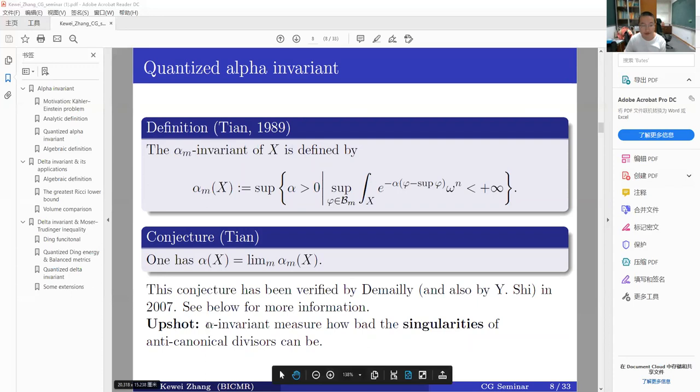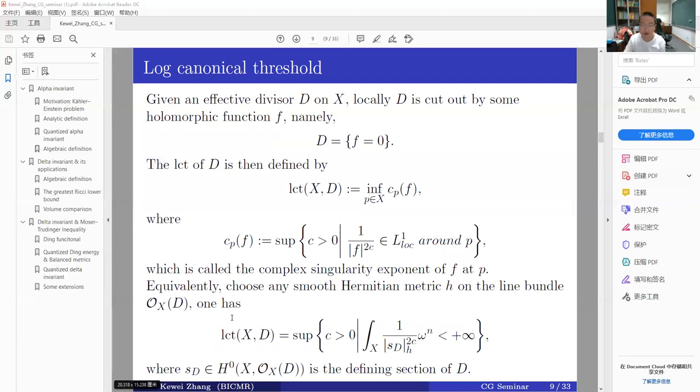And the key point is that in their proof, they show that this alpha invariant measures the worst singularity in the anti-canonical linear system. So what do I mean by singularities? In this talk, the singularity will be measured in terms of this log canonical threshold. Since this is a complex geometry seminar, I will try to make things complex.